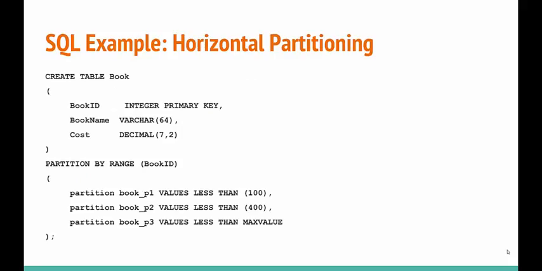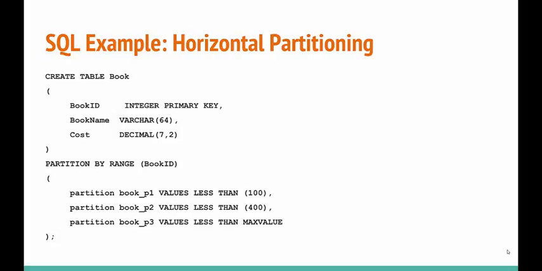Here's an example of horizontal partitioning using SQL. In this particular example, we're creating a table called book. Now, book has three columns: book ID, book name, and cost. After the create table statement would normally end with a closing parenthesis, we have a different clause immediately following called partition by range. What this is telling the SQL processor to do is to create this table book as actually three separate partitions. Meaning we have three copies of the same table, and we're actually separating the data as it comes in into one of three partitions.